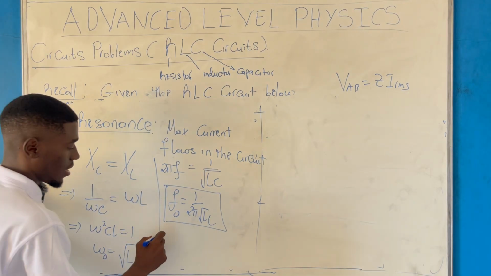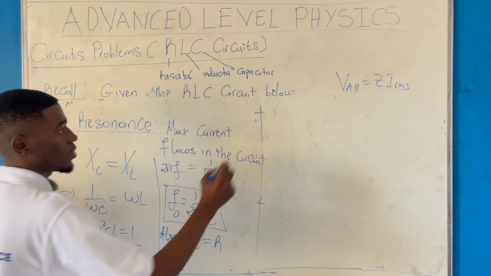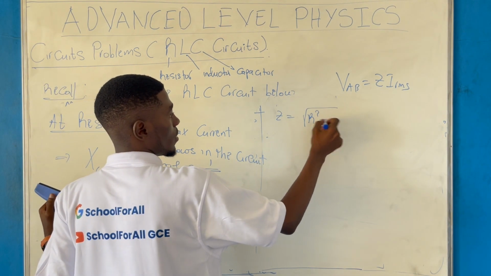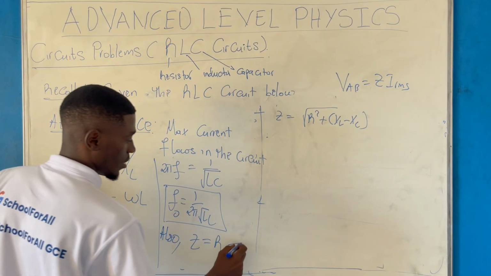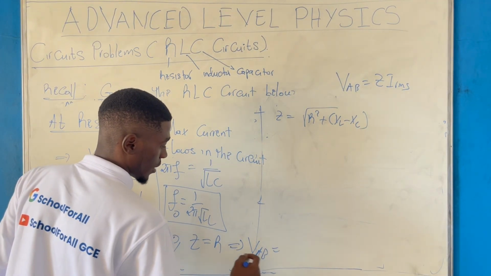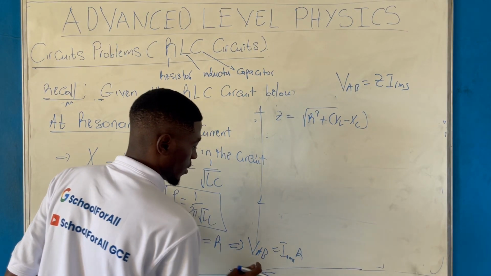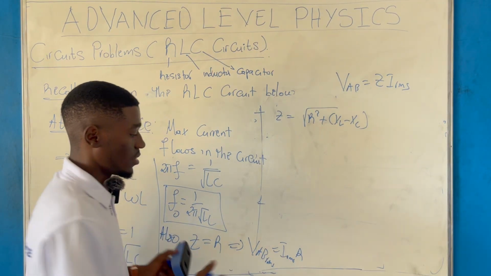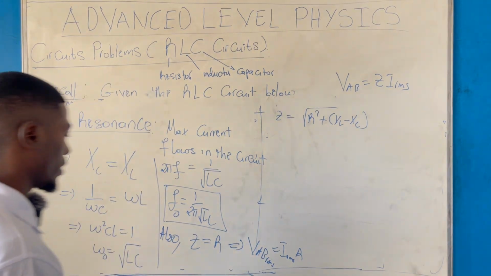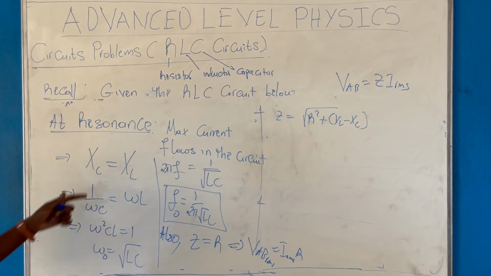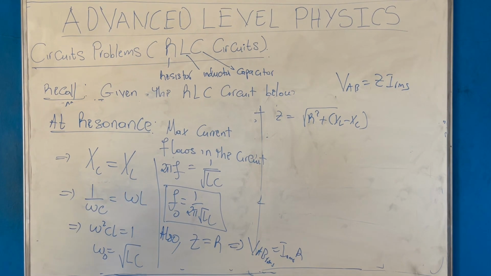And from there you also see that the impedance of the circuit is simply equal to R, because the impedance is the square root of R squared plus (XL minus XC) squared. If these two are equal, the difference is 0, therefore the impedance is simply equal to R, which implies VAB now becomes easy to calculate. It is simply equal to I RMS times R. So VAB here should also be RMS since it is a root mean square current here, therefore it means that you are calculating the root mean square voltage. So that is the consequence of XC being equal to XL.